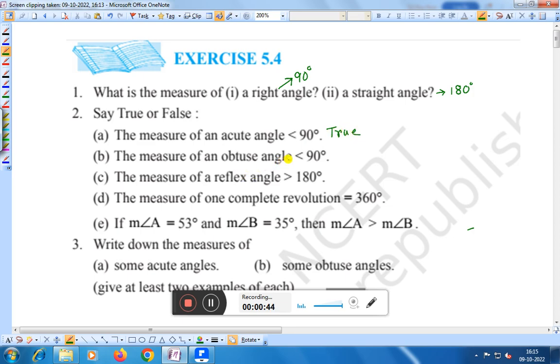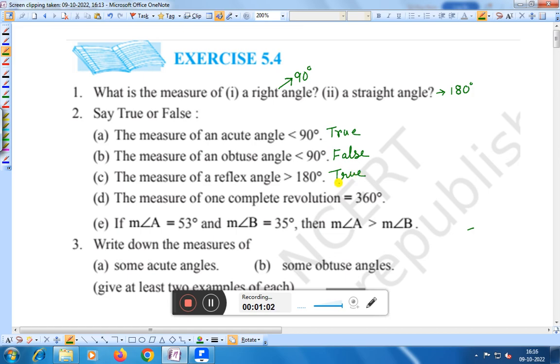The measure of an obtuse angle is less than 90 degree. This is false because it is greater than 90 degree. Question number 3. The measure of a reflex angle is greater than 180 degree. That is true.